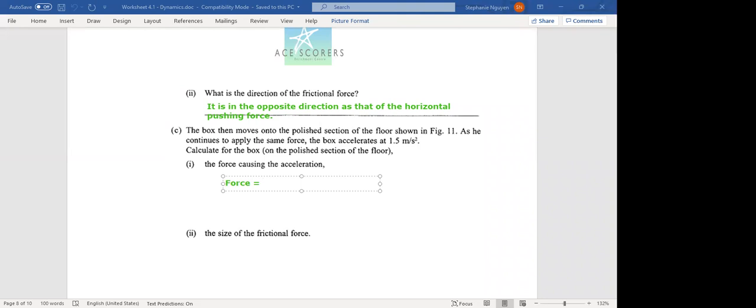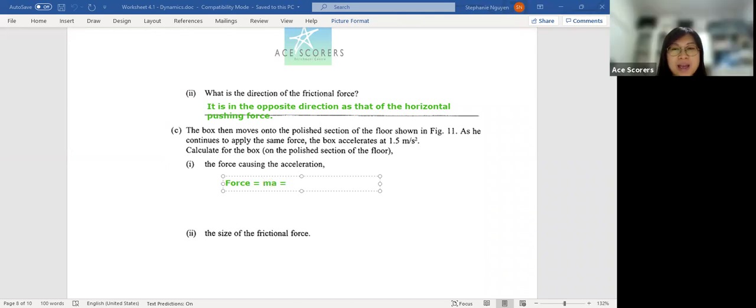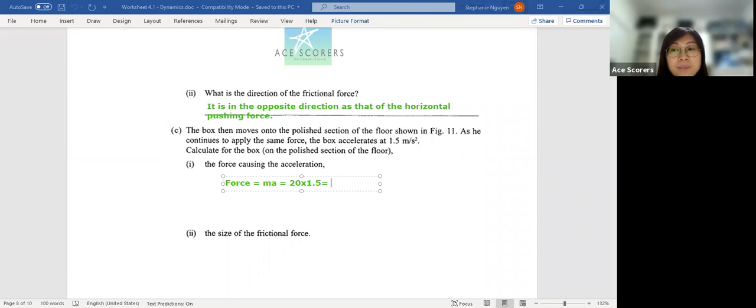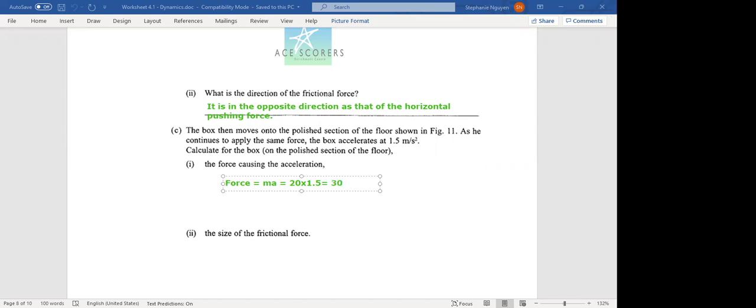F equals to MA, yeah. So it's 20 times 1.5. So what is 20 times 1.5? You get 30 Newton, right?